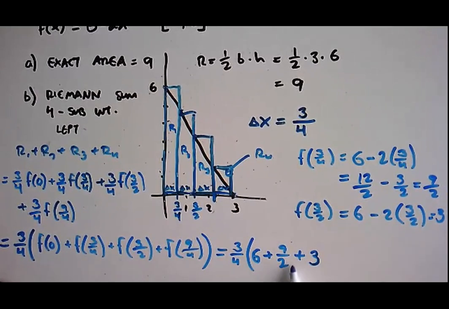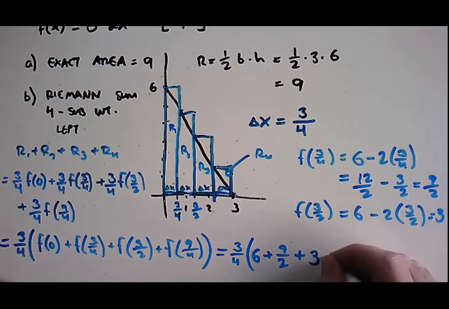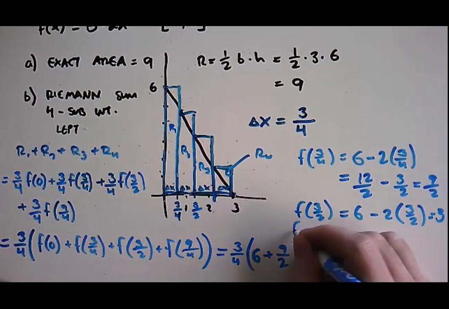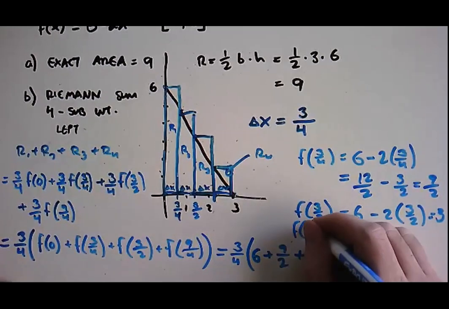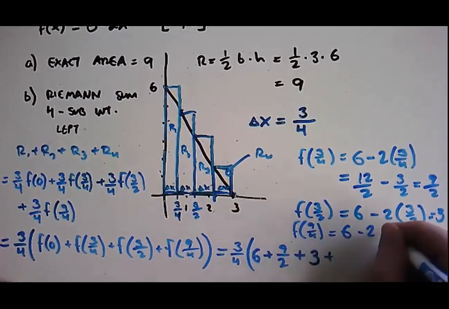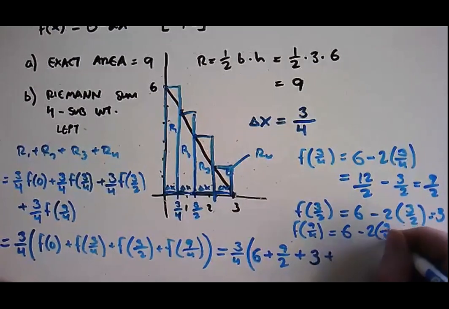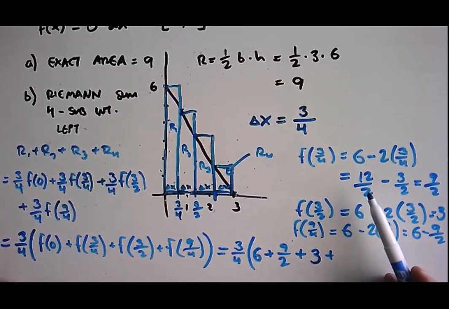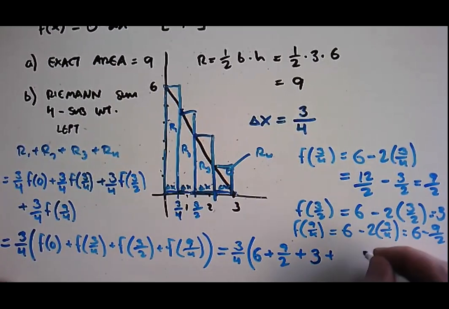So first y value, second y value, third y value, and our last y value is going to be the left-hand side of this fourth rectangle here. And so that would be f of 9/4. So f of 9/4 is 6 minus 2 times our x value, 9/4. And that's 6 minus 9 halves. Again, we've done this already. We know that 6 is 12 halves. So 12 halves minus 9 halves would be 3 halves.